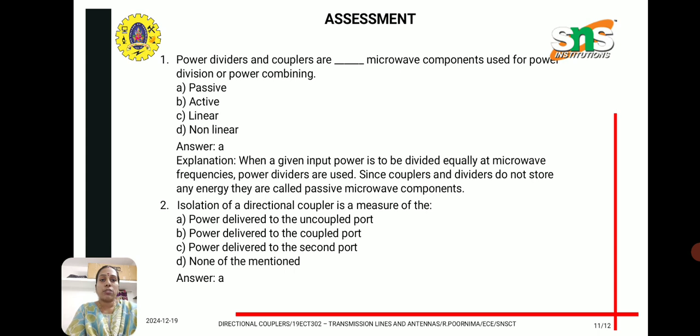And the isolation of a directional coupler is a measure of power delivered to the uncoupled port. So the answer is A.